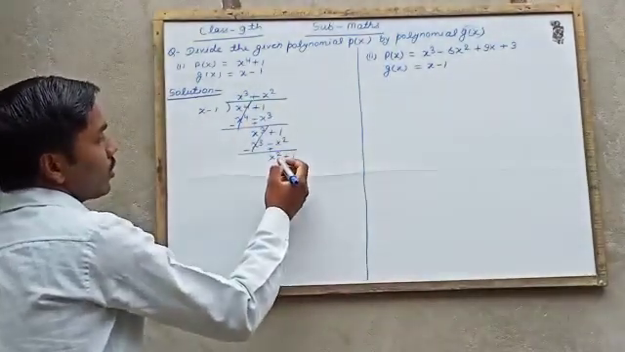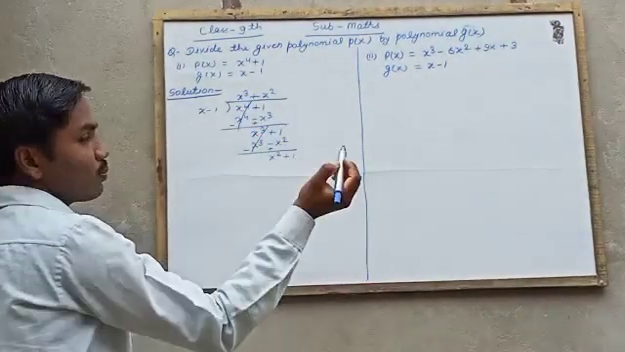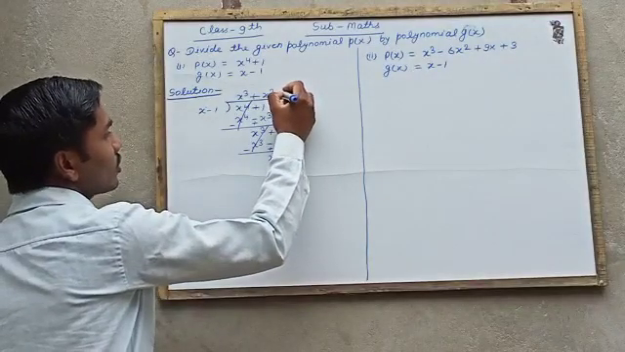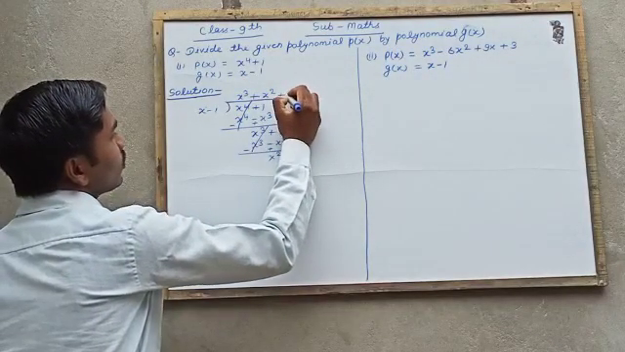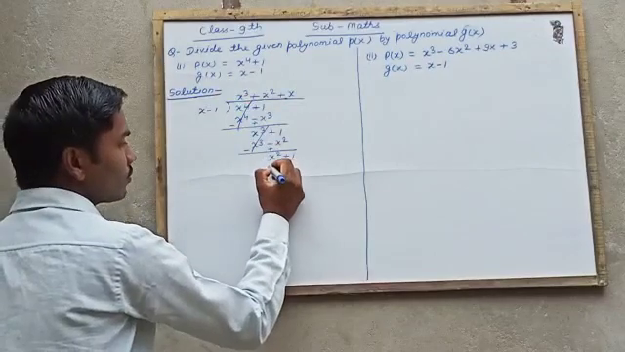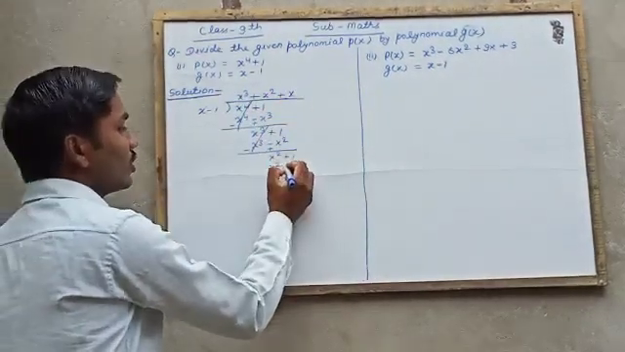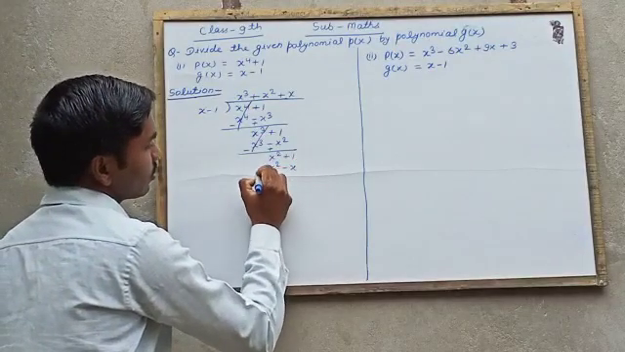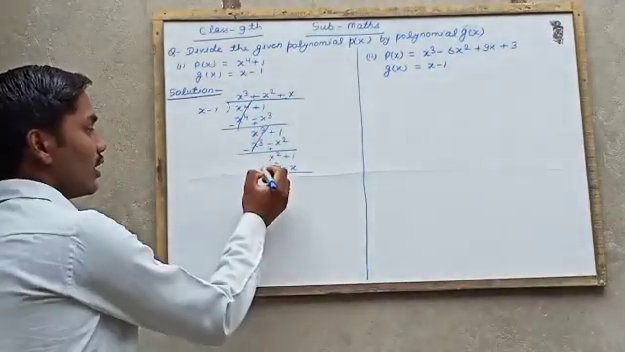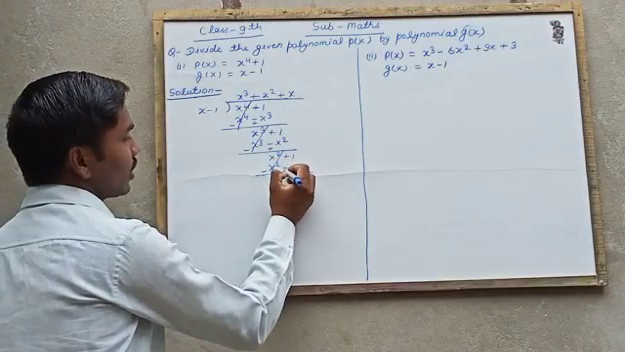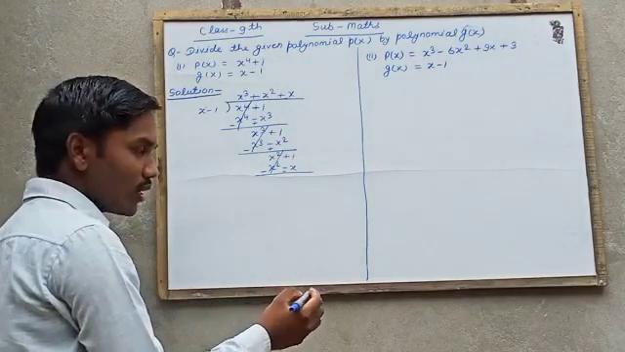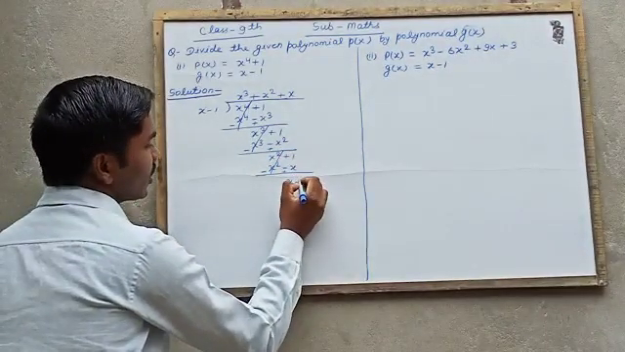If we put here x square and here it is x, the difference in power is equal to 1, so we will put x. So x into x square, and x into minus 1 will be minus x. Again subtract, this one becomes cancelled and this one becomes plus, so x plus 1.